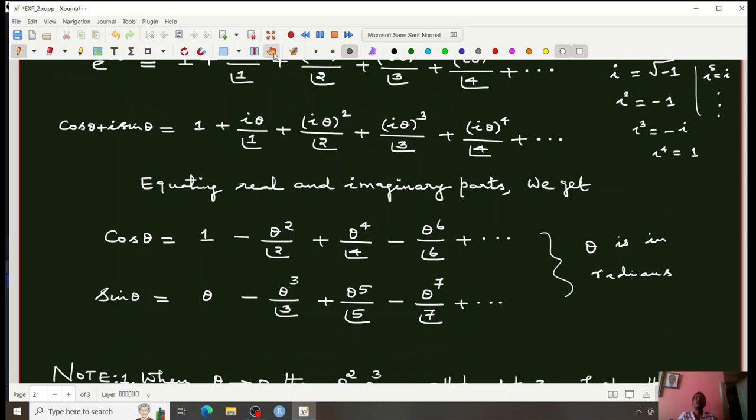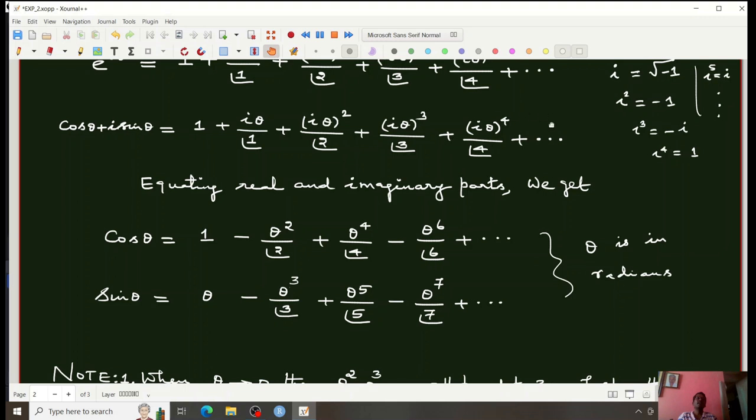Okay, right. Next, we collect the imaginary part. The coefficient of I on the left hand side is sine theta. So in your imaginary part, sine theta is equal to the coefficient of I here: theta over 1 factorial, minus, since I cube is minus I, theta cube over 3 factorial.